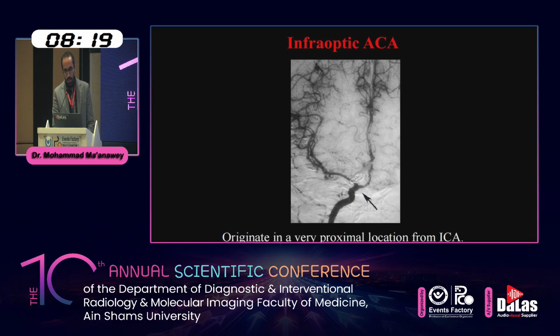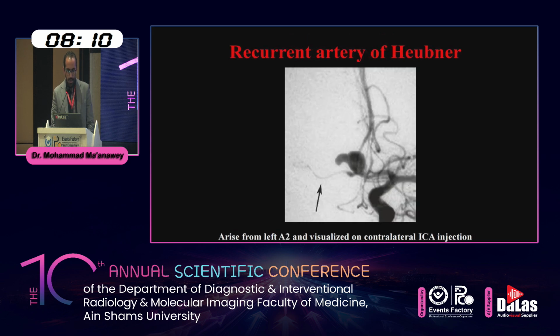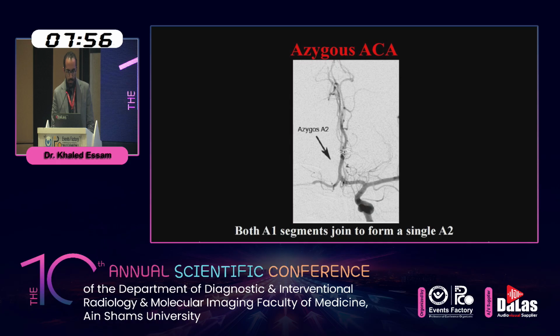Here is an image of an infraoptic anterior cerebral artery, with the origin of the anterior cerebral artery taking off early, inferior to the optic chiasm. This is an angiography image showing the recurrent artery of Heubner. From the contralateral image, we are injecting from the left ICA, and we can see the recurrent artery of Heubner passing vertically in this image by the black arrow. In azygos anterior cerebral artery, both A1 segments are seen conjoined, forming a single A2 segment.